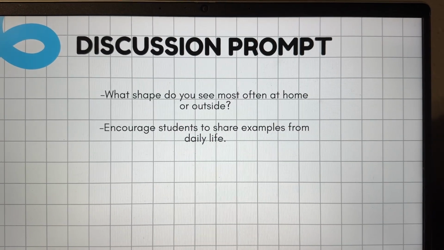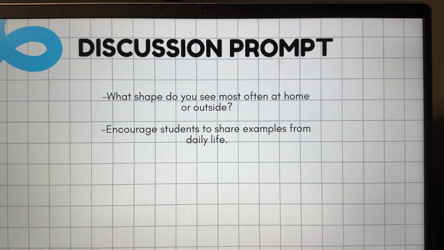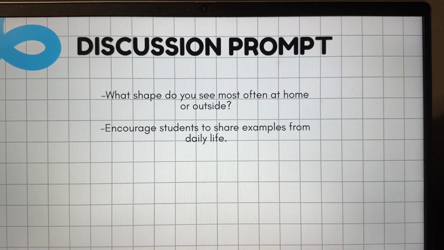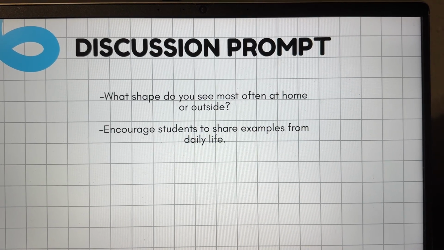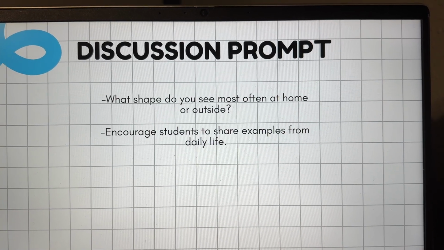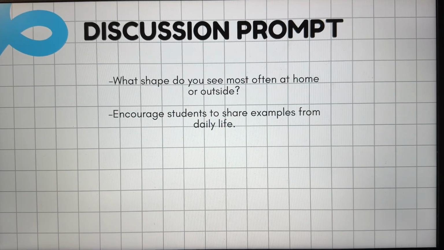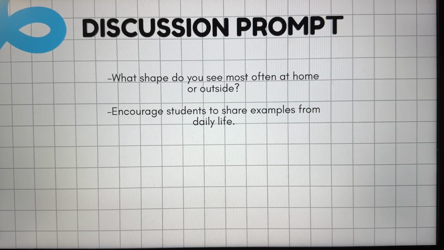Like for an oval, they'd say that's the shape of the top of the toothbrush that they use every day. They could say a square or a rectangle for their TV screen or their iPad screen at home. Just a couple of examples that my students would say.